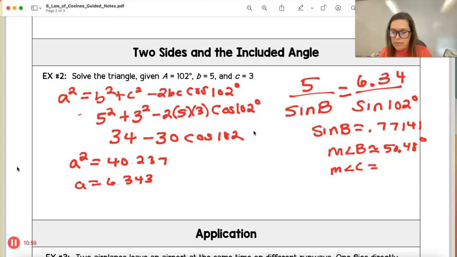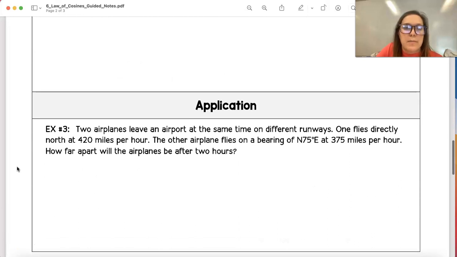So 180 minus 50.48 minus the 102 gets us 27.52 degrees. Okay. And again, depending on which angle, like if I would have gone for C first, I might end up with a different B, but they're going to be close enough. If you round it to the whole number, they're going to be the same. Because I think if you would have gone for C first, you would have gotten 27.57 instead of 27.52. But again, it's a hundredth of a decimal, so we're okay.